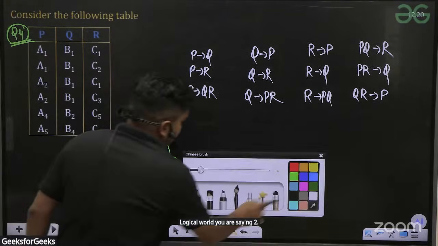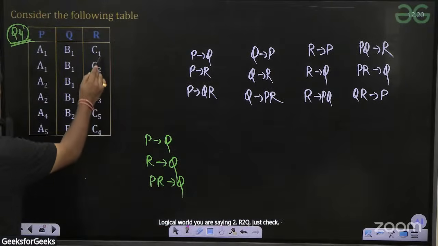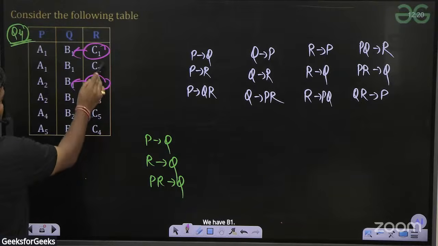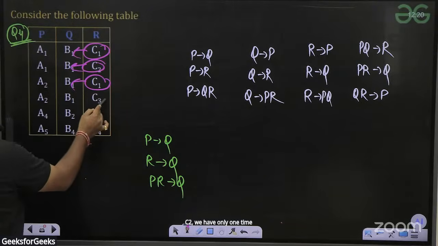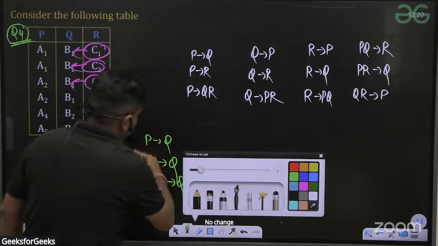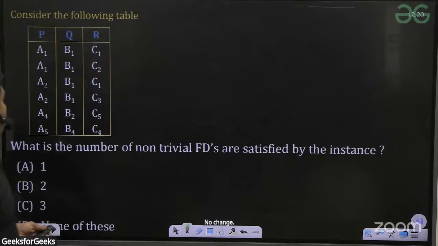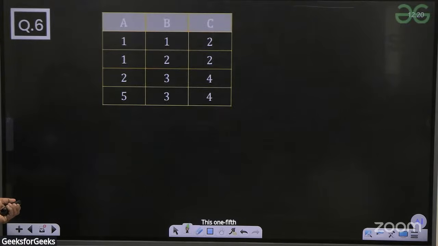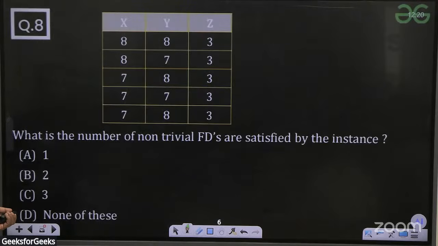R2Q, just check. R2Q, C1, we have B1. C2, we have only one time. C3, C4, C5, no change. Yes. So all 4 questions we have done. This one, the 5th, we have done, the 6th done. Just wait.